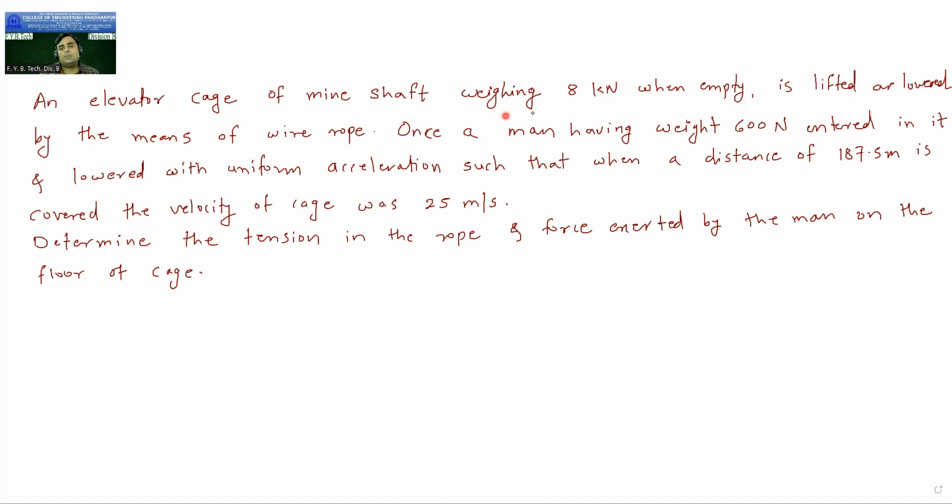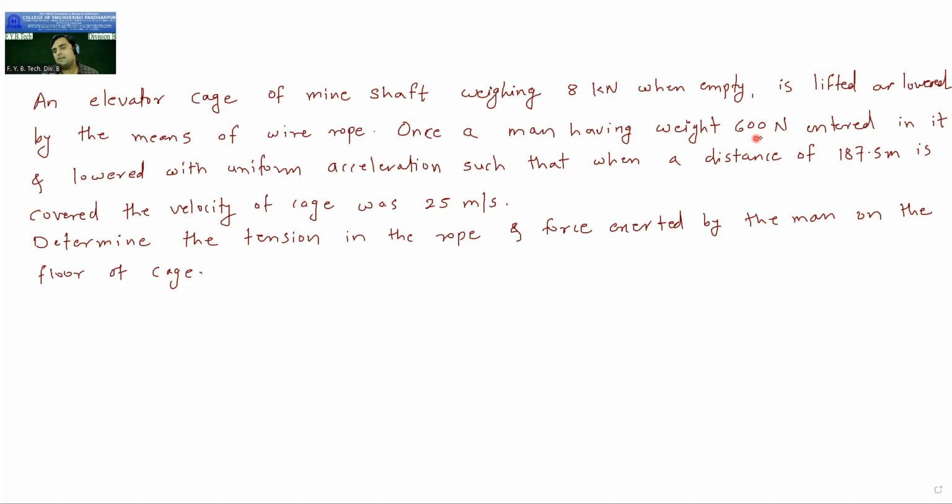So an elevator cage of a mine shaft weighing 8 kilonewton. So weight of that lift, that elevator cage is 8 kilonewton when it is empty, and is lifted and lowered by the means of wire rope. So it is lifted or lowered by means of a rope. Once a man having weight 600 Newton entered in it and lowered with uniform acceleration such that when a distance of 187.5 meter is covered, the velocity of cage was 25 meter per second.